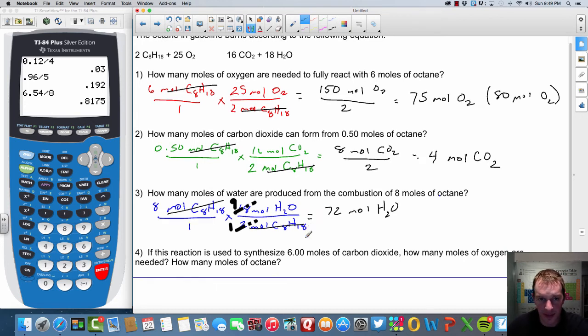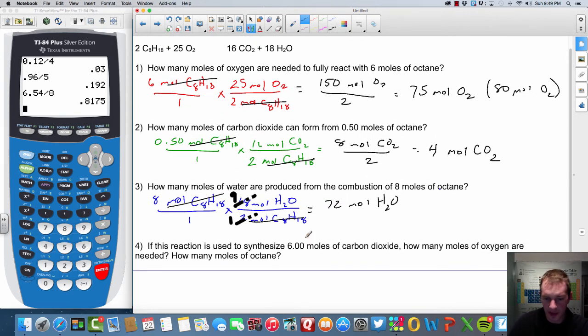And then the last example right here, scroll down just a little bit. The reaction is used to synthesize 6 moles of carbon dioxide. How many moles of oxygen are needed? How many moles of octane? Okay, so let's go to purple this time. Two different questions: 6 moles of carbon dioxide, how many moles of oxygen? And then 6 moles of carbon dioxide, how many moles of octane?